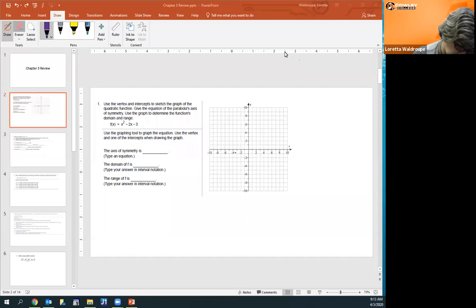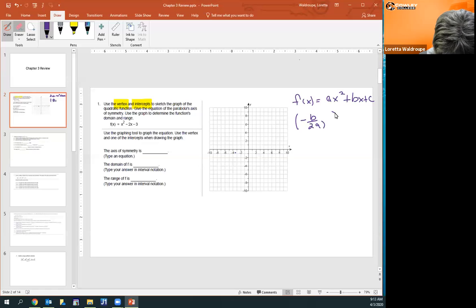So in this lesson, we're looking at the review test for chapter 3. Okay? So the first thing they want you to do is use the vertex and intercepts to graph the equation. So to find the vertex, when the equation is in this form, where it's ax squared plus bx plus c, the vertex is at negative b over 2a, and then the function evaluated at negative b over 2a.